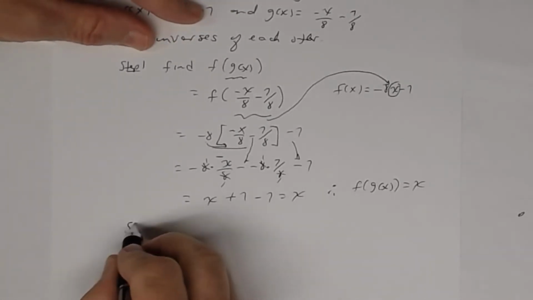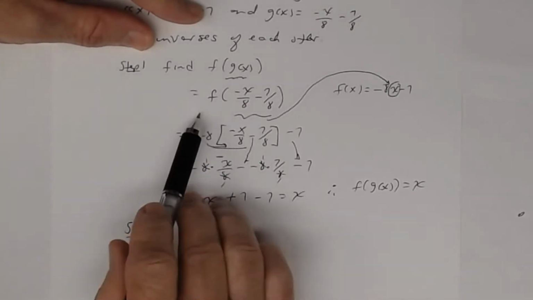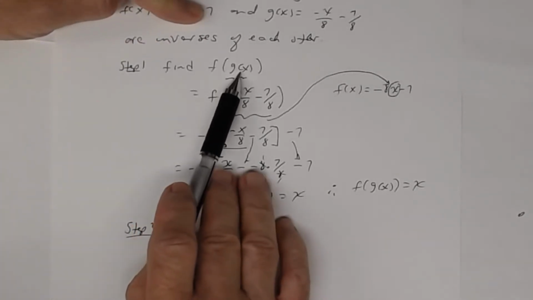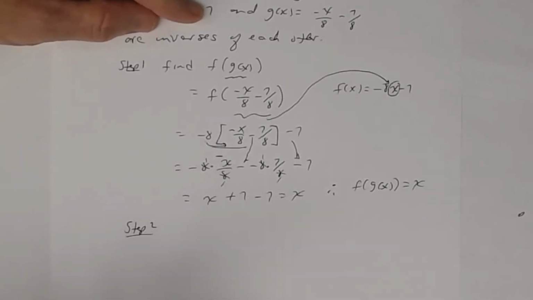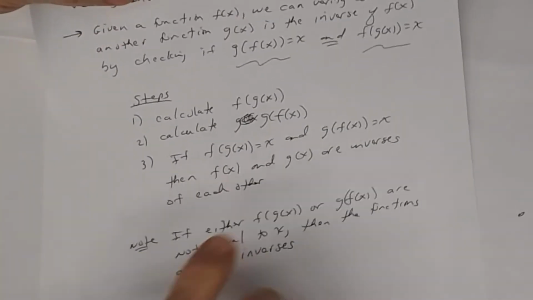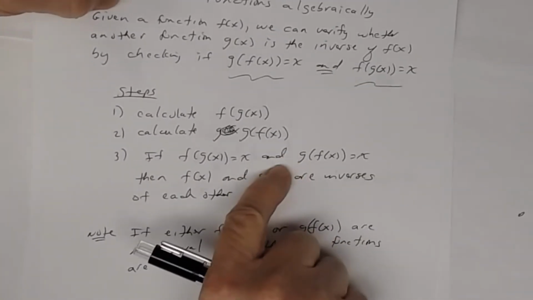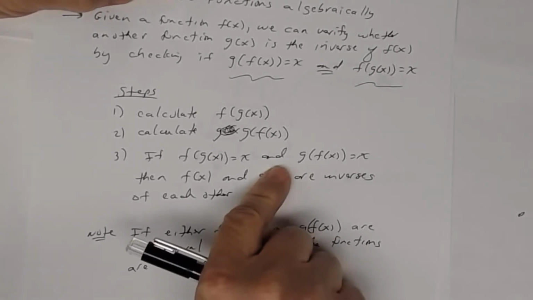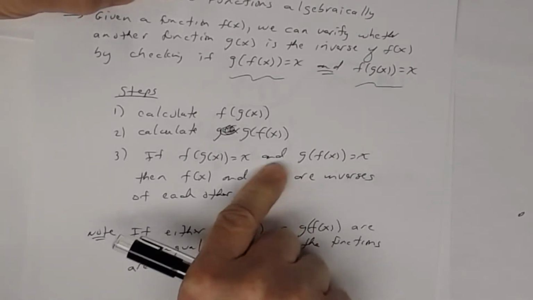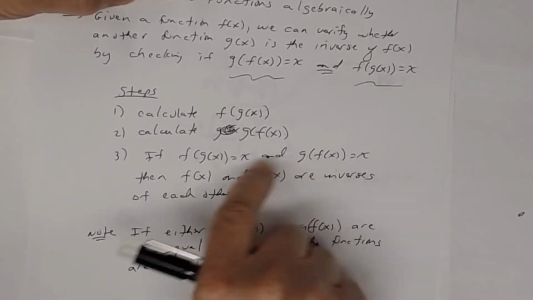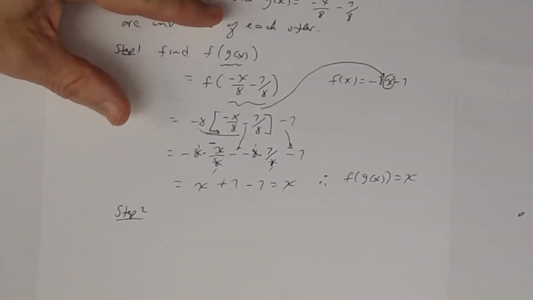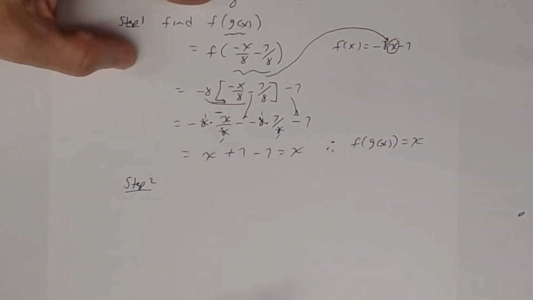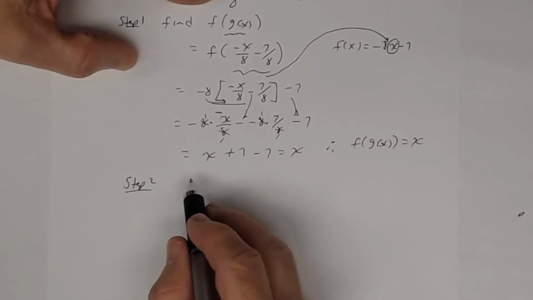All right, step 2. Remember you can't just do step 1. So generally though, if one is equal to x, the other one will also. But you've got to show that. You've got to show both. Remember that's an and here. It's an and. You must show both because mathematically there are situations where one of those will not be equal to x. So just keep that in mind. That's why you must show both if you want all the points.